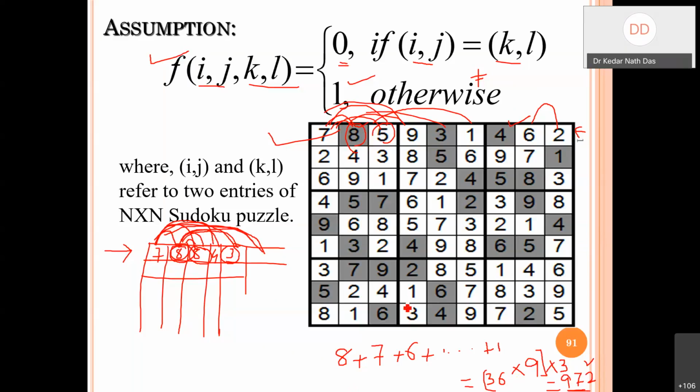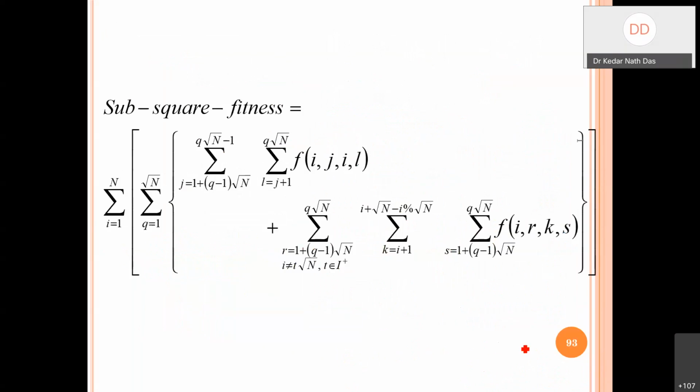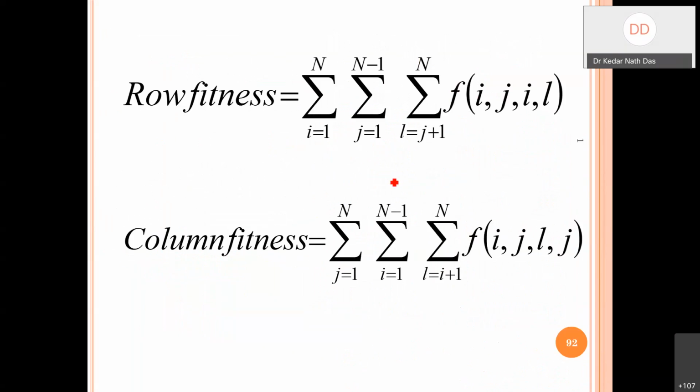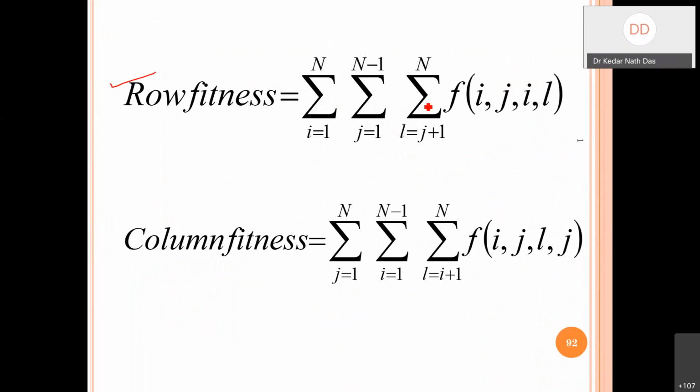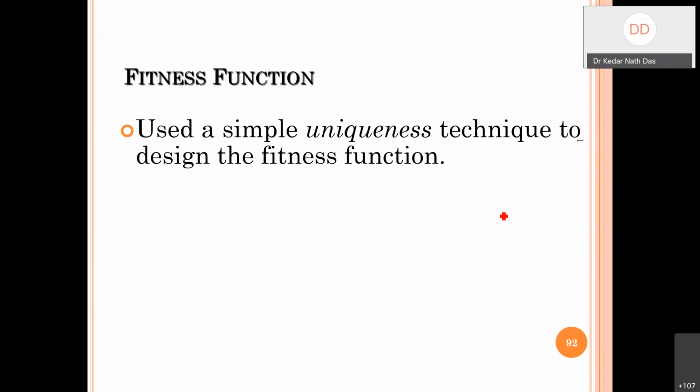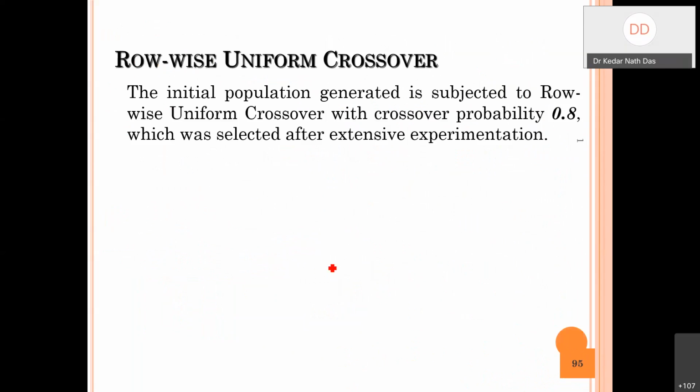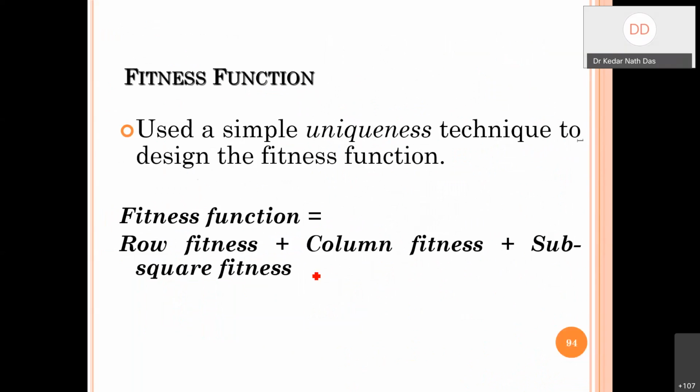Okay. So the row fitness, column fitness, and subsquare fitness will be added together to give you the final fitness value, which is actually mathematically designed in this way. What I have shown here in the figure is written mathematically because it should be implemented in the computer to travel from one cell to another. So this is the column fitness, this is the subsquare fitness, added together with the row fitness to give you the final fitness, which is going to be 972. That is what I have kept fixed.